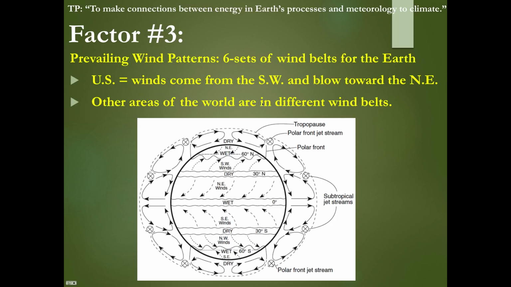Other areas of the world are in different wind belts. Australia, in the southern hemisphere, is in a different wind belt than the U.S. Greenland, north of us, is in a different wind belt altogether. In the U.S., our winds come from the southwest and blow toward the northeast. Every high and low pressure system gets pushed across the U.S. from the west to the east.